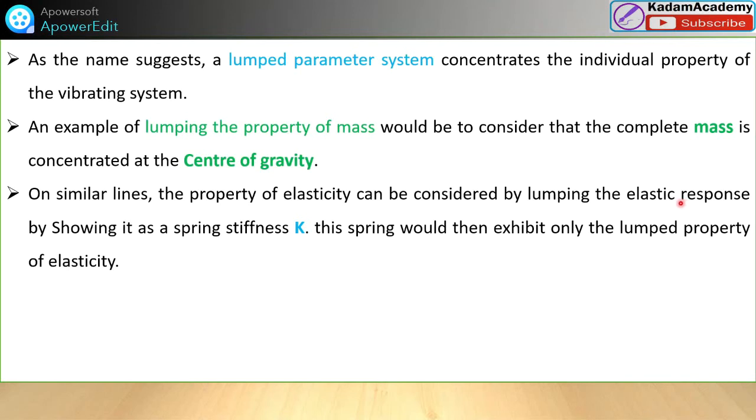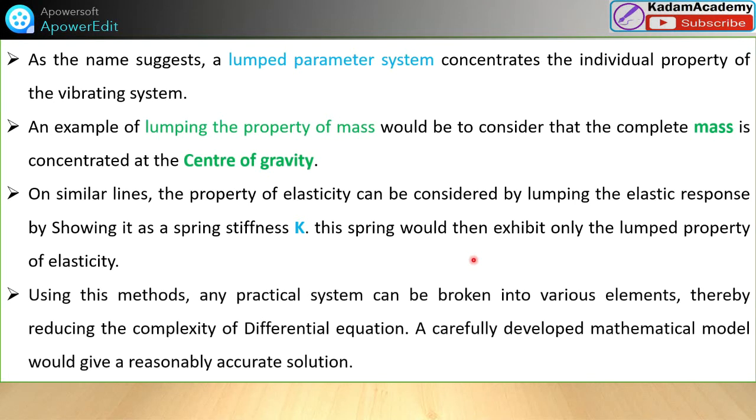This procedure replaces the vibrating physical system with a mathematical model. By converting this continuous system into a discrete system, we have converted the physical system into a mathematical model for getting the solution. Like in this, the rod is considered with the property of elasticity with stiffness K and the lumped mass. Using this method, any practical system can be broken into various elements, thereby reducing the complexity of the differential equation, and careful development of the mathematical model would give a reasonably accurate solution.